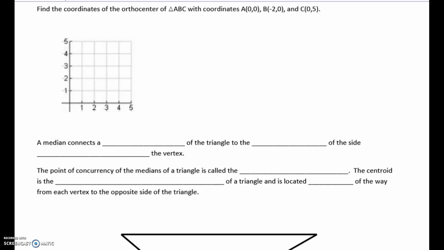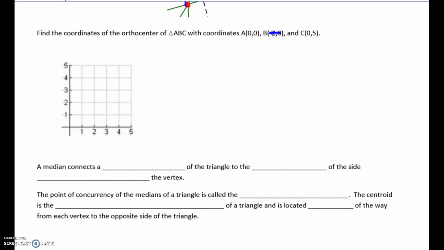Let's take a look at an example, and I'm actually going to change this example a little bit to make it a little bit easier on us. This should be the point 2, 0, since if you notice, my graph does not include any negatives. So find the coordinates of the orthocenter of triangle ABC with coordinate A at 0, 0. So here's A, B at 2, 0, there's B, and C at 0, 5. There's C. So let's connect them just so we can see.